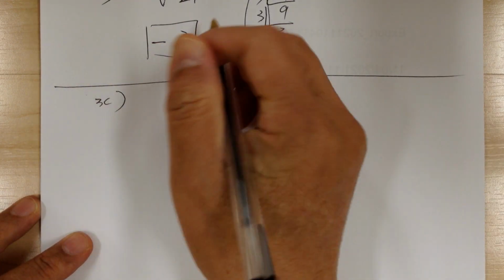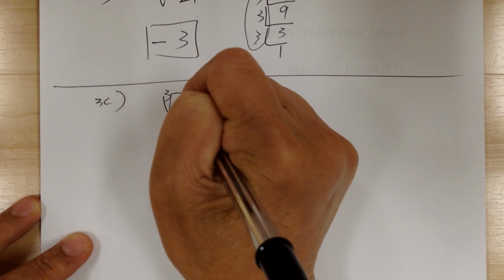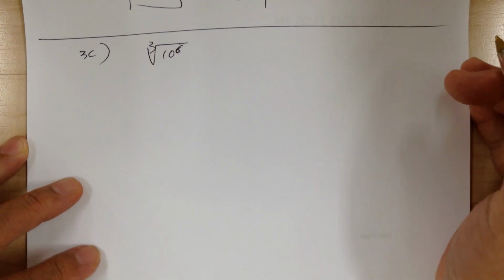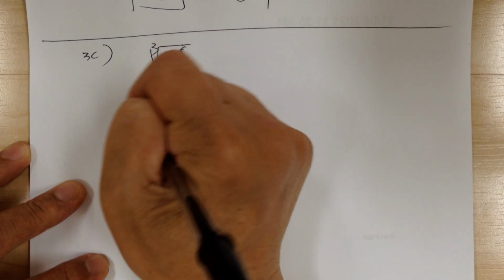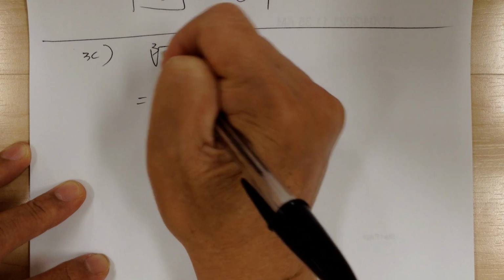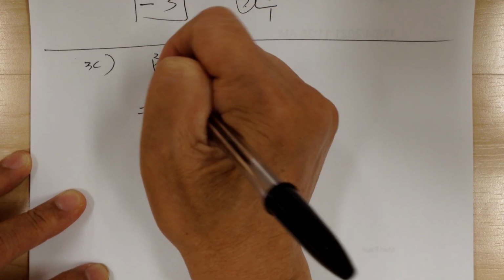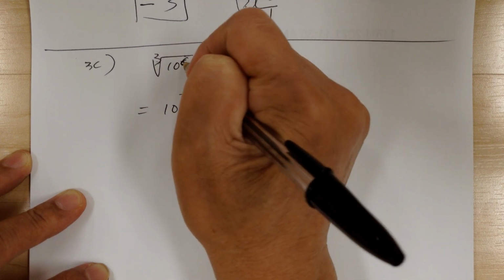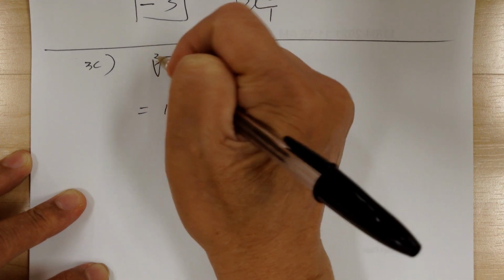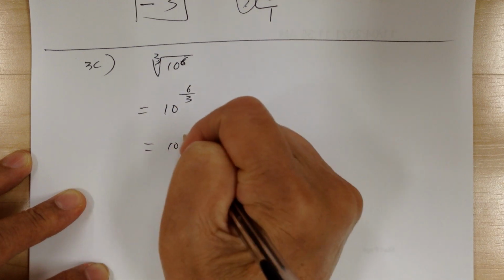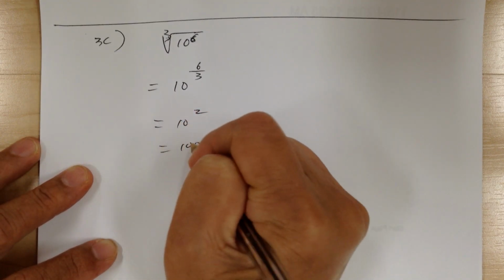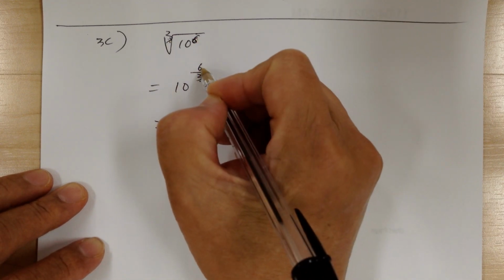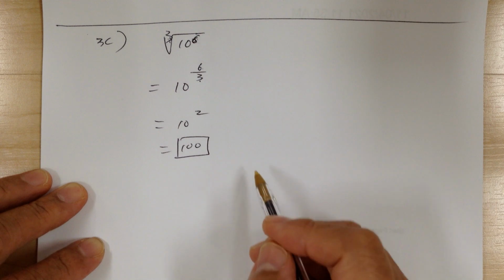Okay, so 3c, you have cube root of 10 to the 6. In this case, when you have an exponent, the index goes to the denominator. So this is equal to 10 to the 6 over 3. The exponent goes on the top, the index goes on the bottom. So this is equal to 10 to the 2, which equals 100. Again, the index goes on the bottom and the exponent goes on the top. They're kind of reverse of each other.